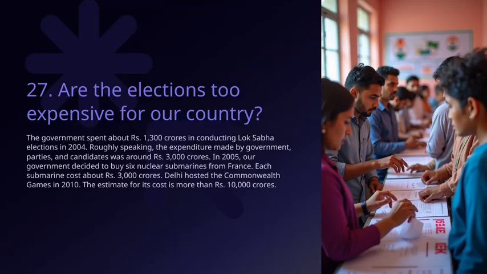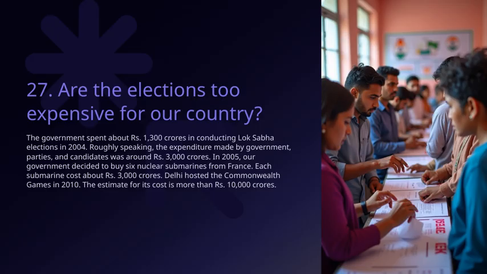So, are the elections too expensive for our country? Let's look at some figures to understand the scale. In 2004, the government spent around 1,300 crore rupees just to conduct the Lok Sabha elections. But when you consider the total expenditure, covering government costs, political parties, and candidates, it added up to roughly 3,000 crores. That's a huge amount of money for just one election cycle.